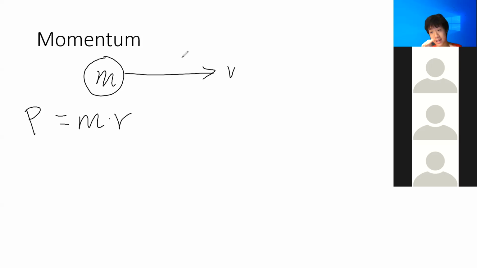So both mass and velocity contribute to momentum, which means that, let's say, a heavier truck versus a lighter car, the truck will have more momentum if they're moving at the same speed. Alternatively, if the car were to move a lot faster than the truck, then the car would also have more momentum. So both mass and velocity contribute to momentum.